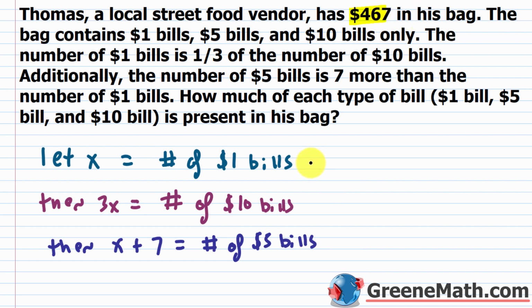All right, so let's also fill this in. We'll say for the $1 bills, there's going to be 12. Remember, x was representing that. And then for the $10 bills, it's 12 times 3 or 36. And then lastly, for the $5 bills, it's 12 plus 7 or 19.